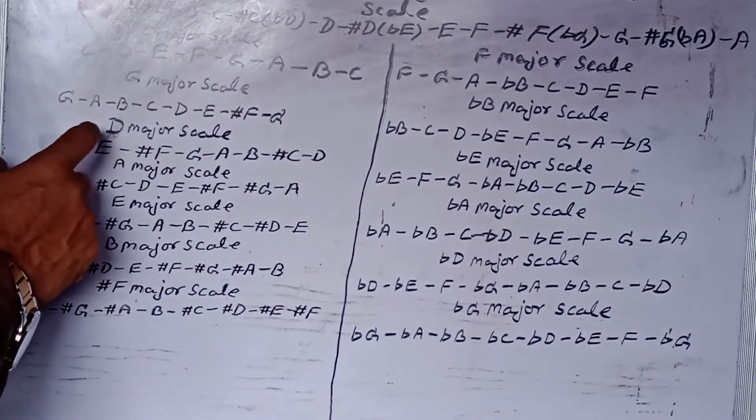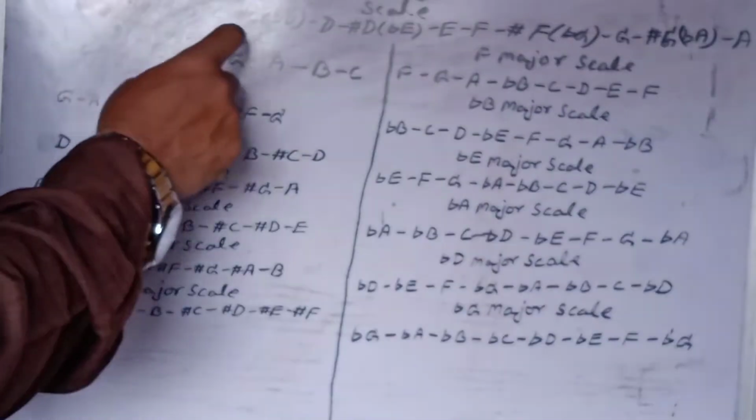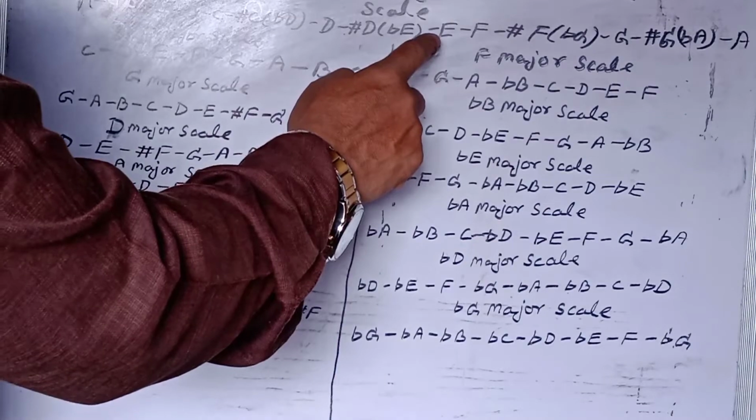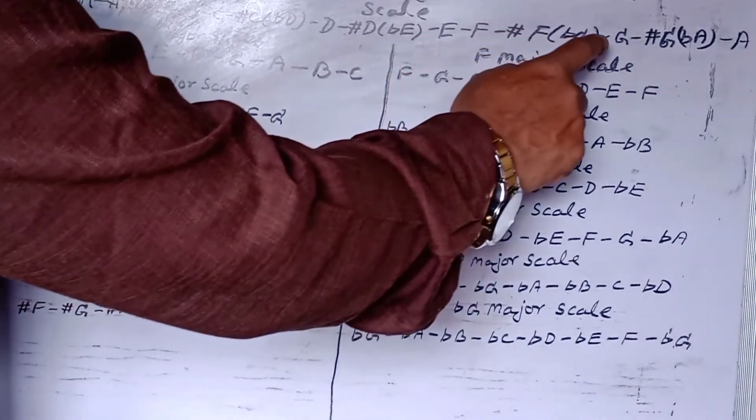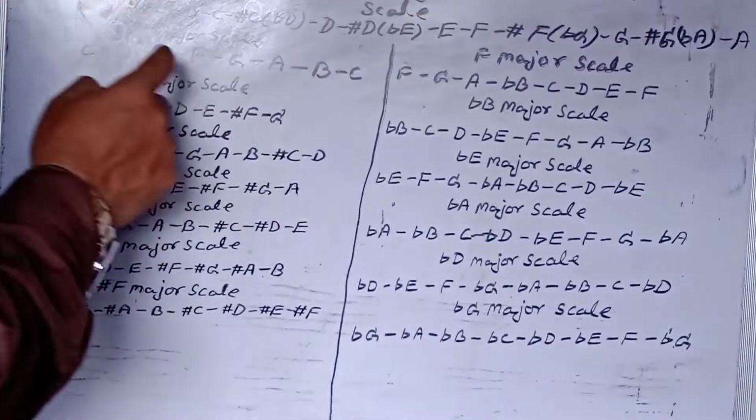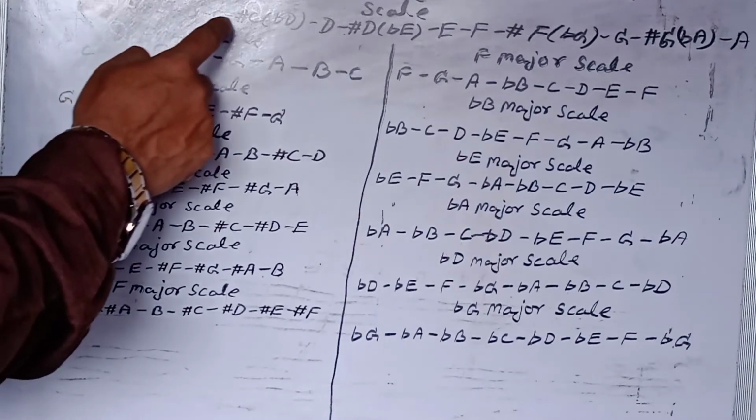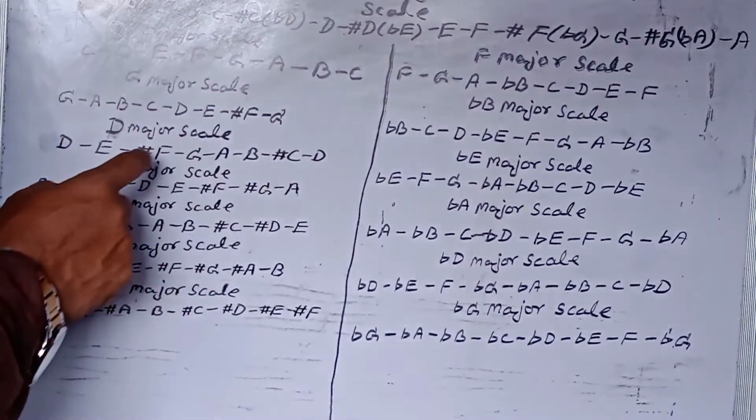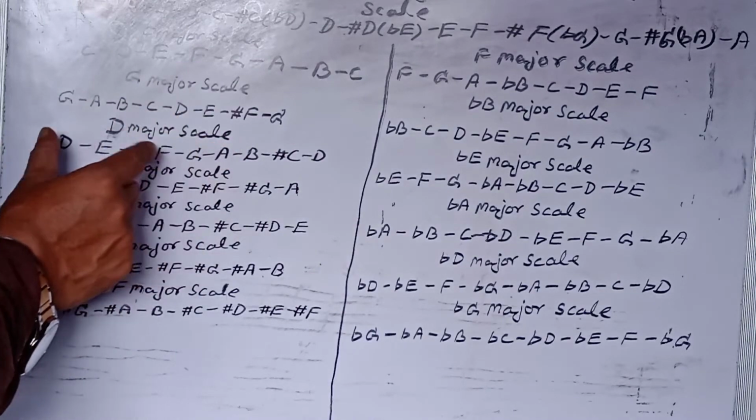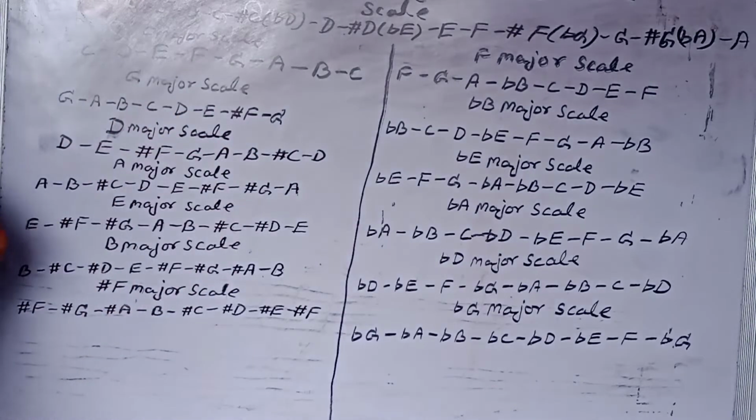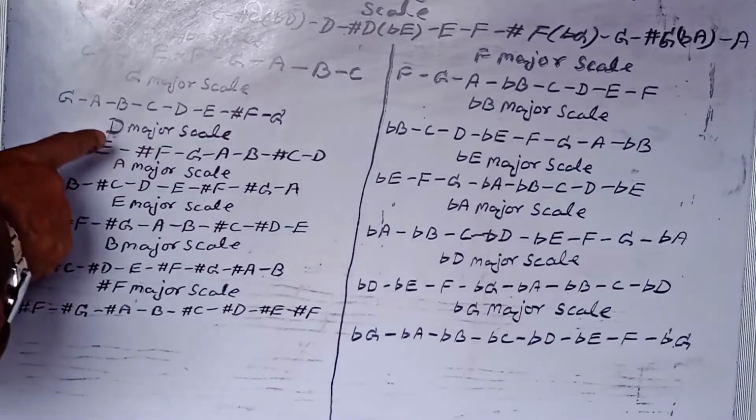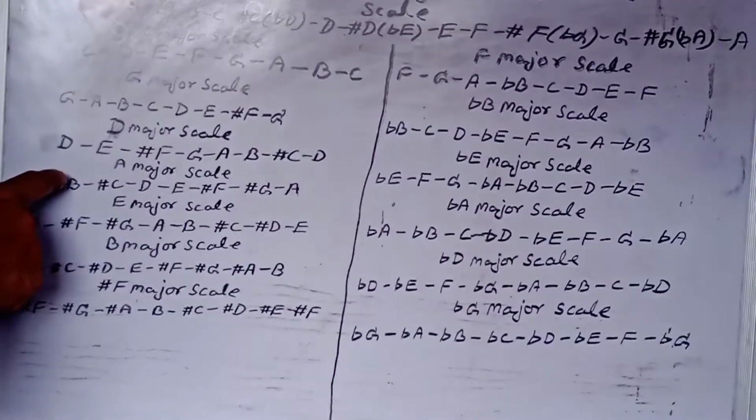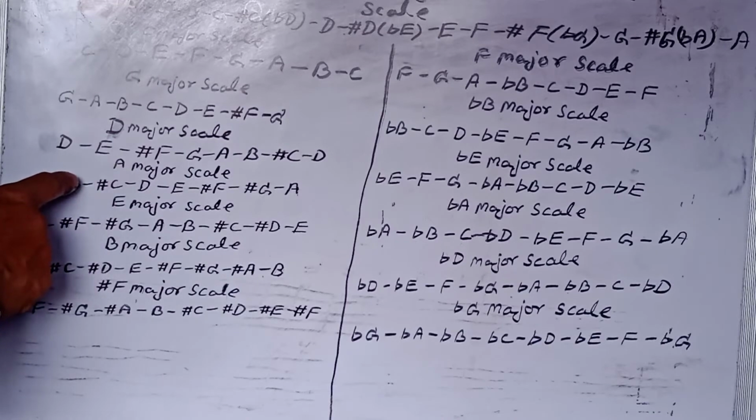Now the next example is the D major scale. In the case of D major, D is here, then a tone to E, then F sharp, then a semitone to G, then a tone to A, then a tone to B, then again a tone to C sharp, then a semitone to D. So you can see here in the case of the D major scale, two sharps are coming, F sharp and C sharp.